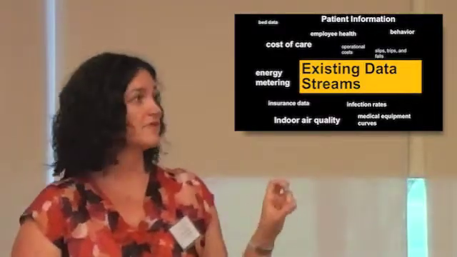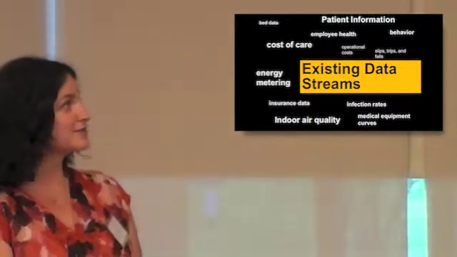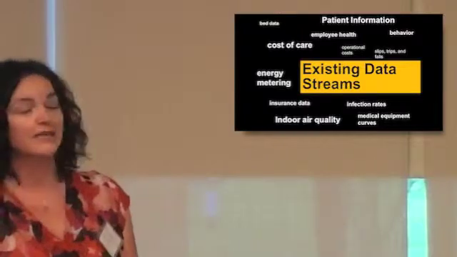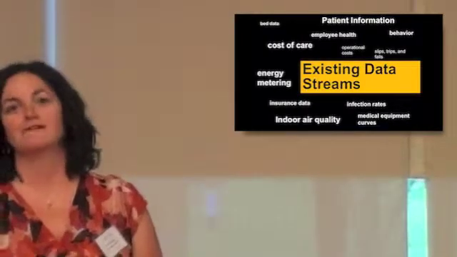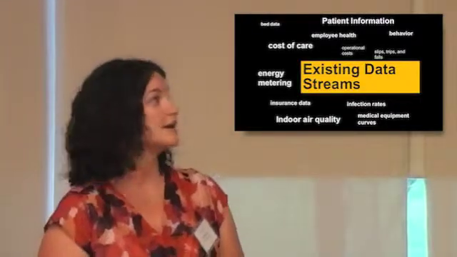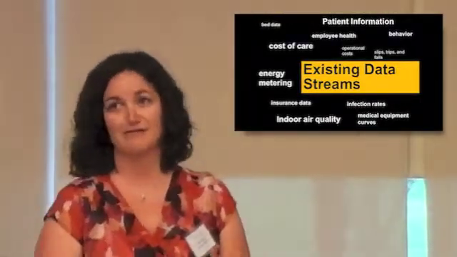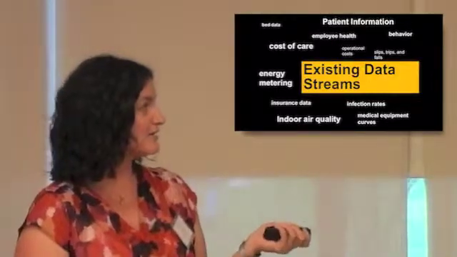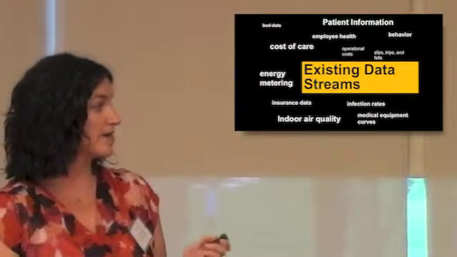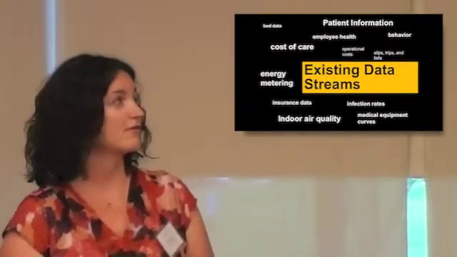I won't go through all of them, but when you ask people what do you track, these are the things that they say, and the things that are really big are the things that they really care about. So patient information is the first thing out of everyone's mouth, and that has a ton of data associated with it. The cost of care is another huge thing that comes out of people's mouths. Energy metering is becoming bigger and bigger, and indoor air quality is a major driver for medical care.